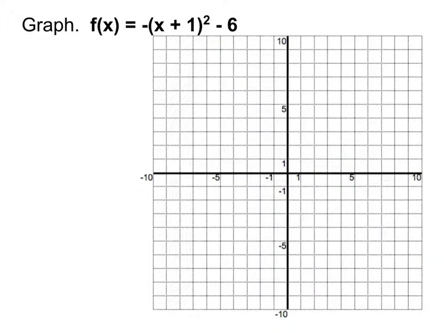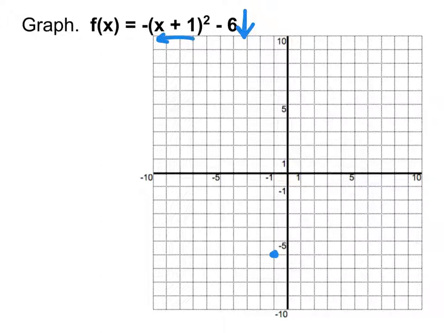So on this one, we again start by figuring out where we put our first point. The plus 1 goes left 1. The minus 6, that's going to go down 6. All right, and so we go left 1, down 6 to plot our first point. So we're starting right here. Now that we have our starting point, what's the shape of our graph going to be?